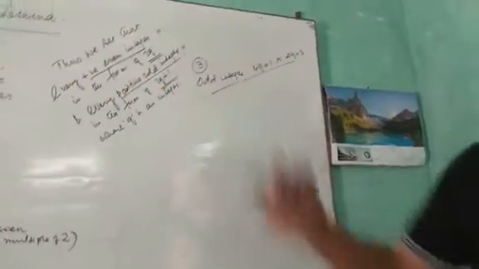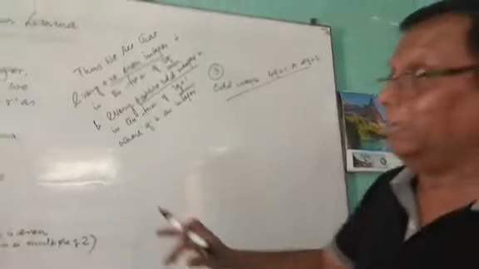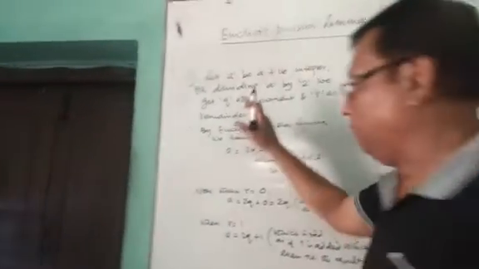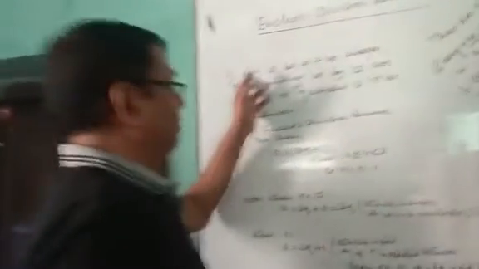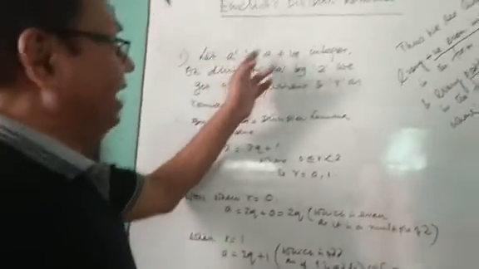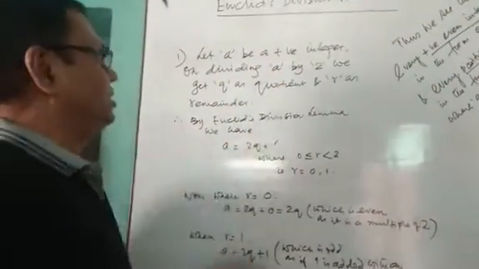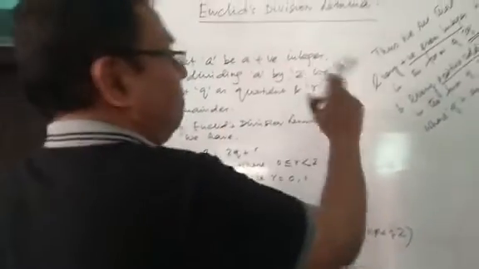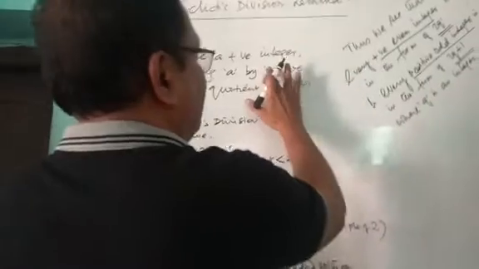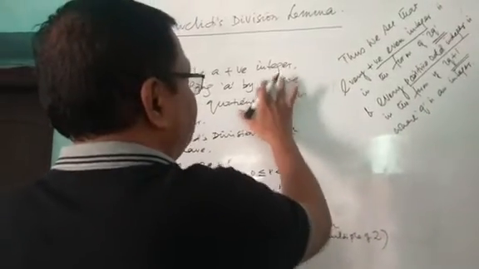In the same way we will start: let a be a positive integer. On dividing a by 4, see what change we are making, we will write 4.